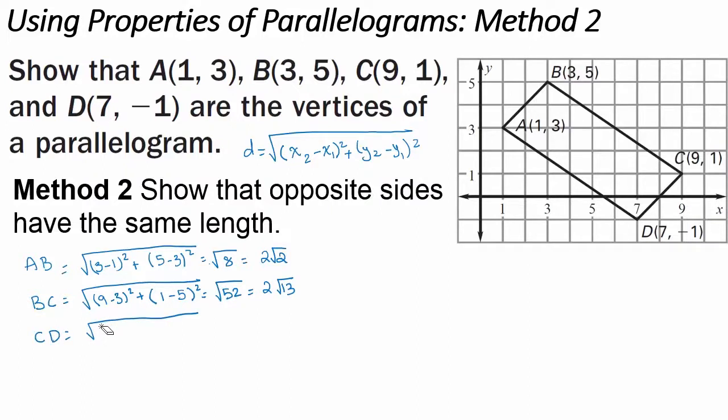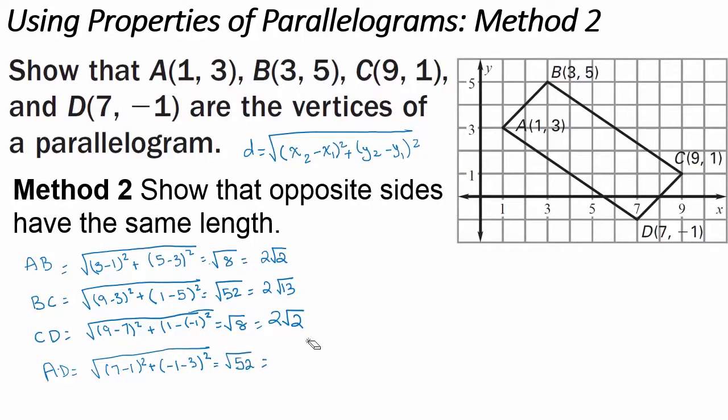CD is the square root of (9 minus 7) squared plus (1 minus -1) squared, which gives you the square root of 8, which simplifies down to 2 square root of 2. Finally, we've got AD. Take the square root of (7 minus 1) squared plus (-1 minus 3) squared, which simplifies down to the square root of 52, and that in its simplest form is 2 square root of 13.